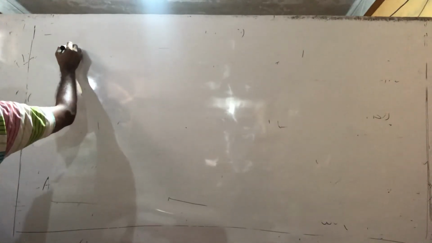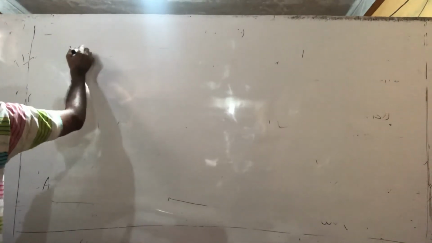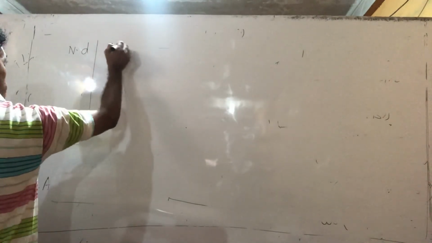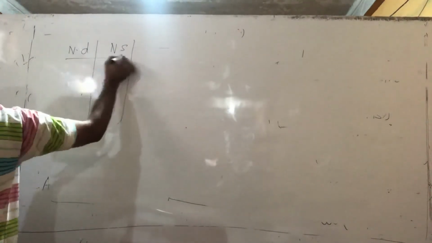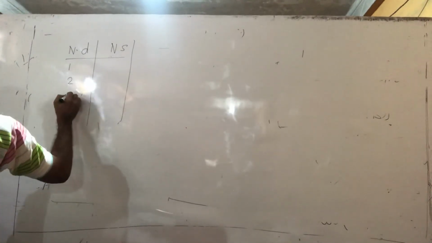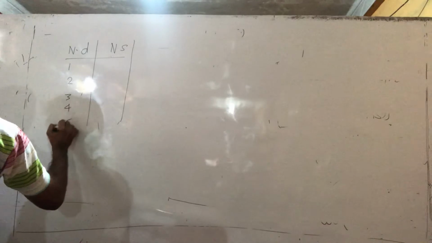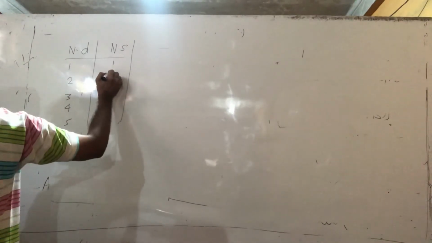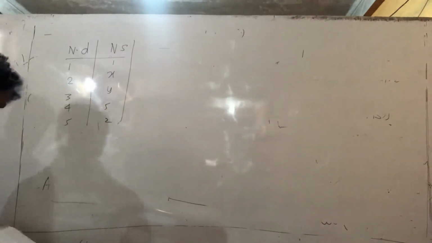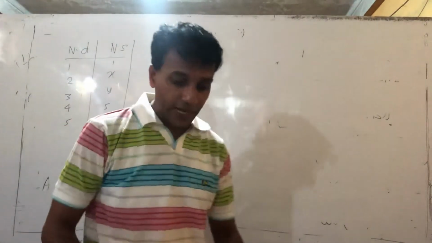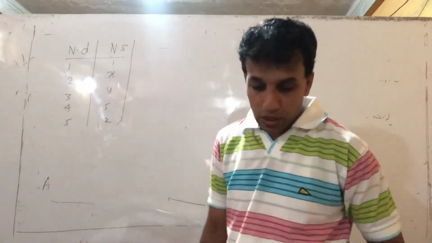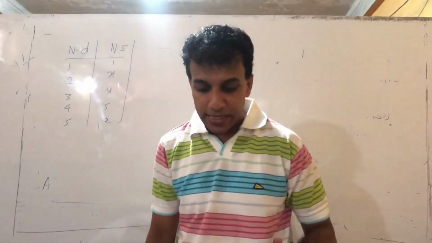If I mark the number of days and the number of students: 1, 2, 3, 4, 5, and 1, x, y, 5, 2. The number of days and the number of absent students are shown for a certain month. So they say the mean is 3.